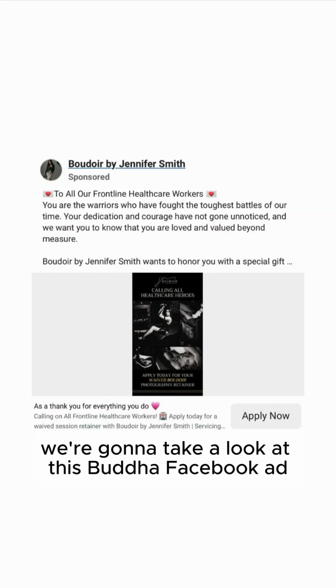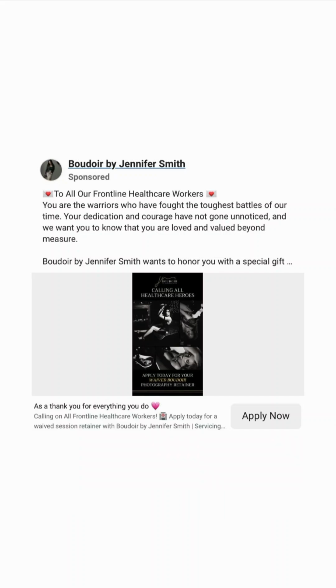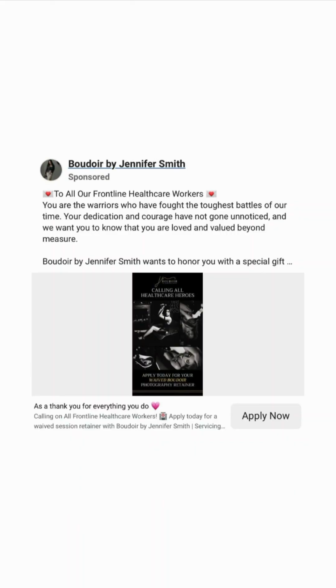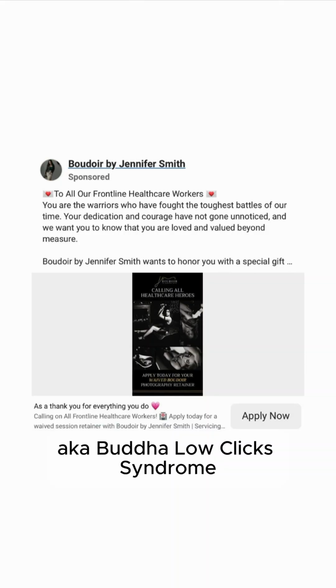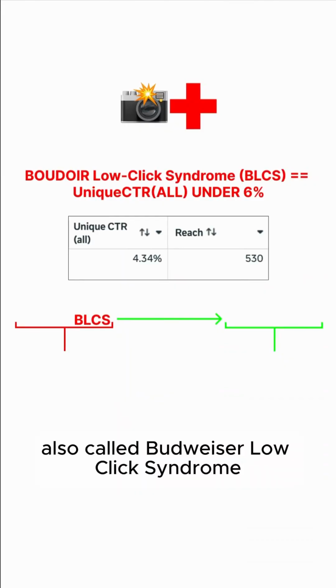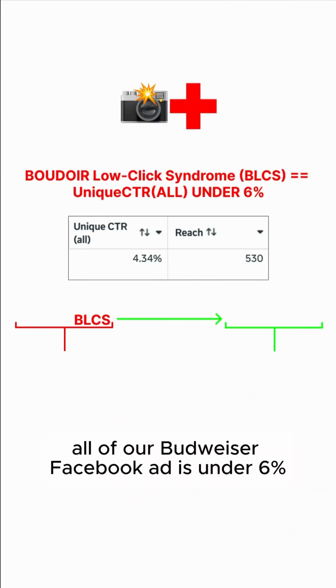All right, y'all, we're going to take a look at this Boudoir Facebook ad. We're going to diagnose it, see if we believe it has BLCS, aka Boudoir low clicks syndrome. BLCS, also called Boudoir low click syndrome, is when the unique CTR all of our Boudoir Facebook ad is under 6%.